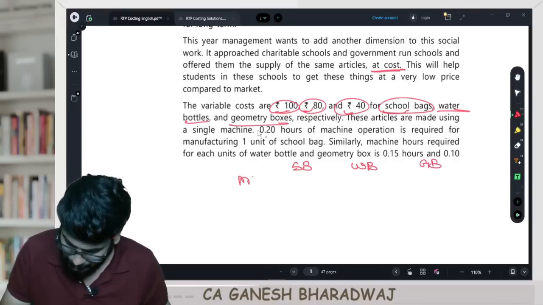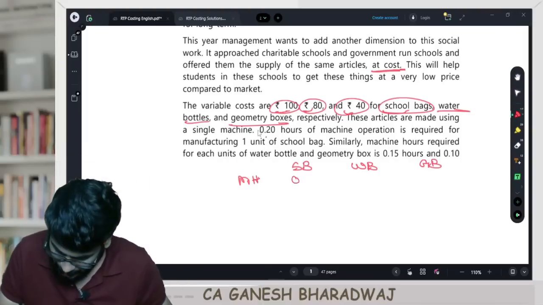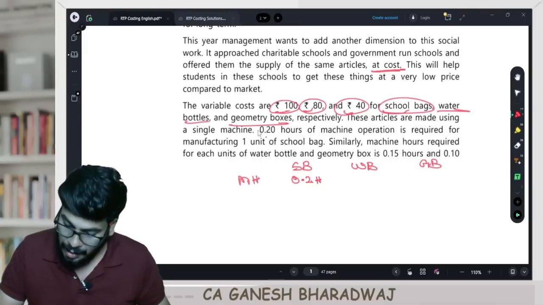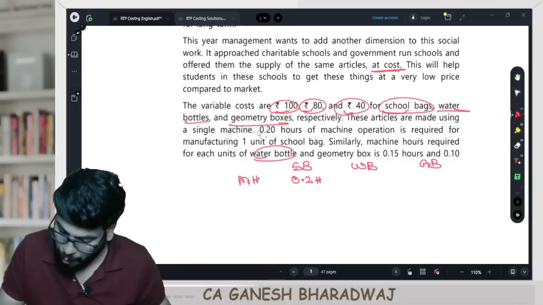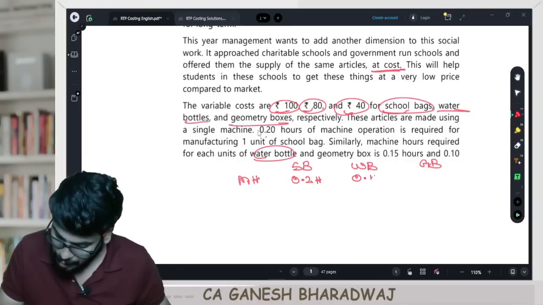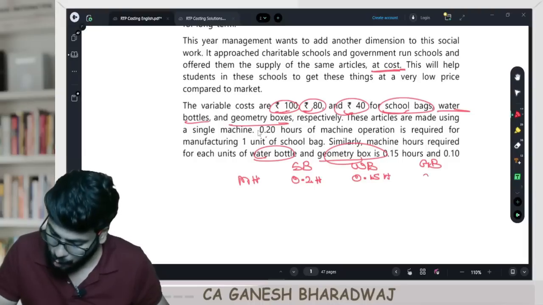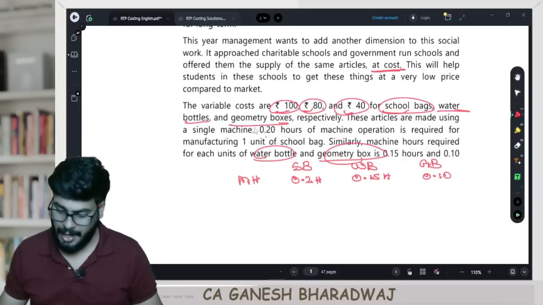Now, if you look at the machine hours required per unit of school bag, they have said it is 0.2 machine hours, right? 0.2 hours. Then for manufacturing 1 unit of water bottle, they require how many hours? 0.15 hours. And for 1 unit of geometry box, they require how many hours? 0.10 hours. Are you clear with this? This is what they have mentioned.